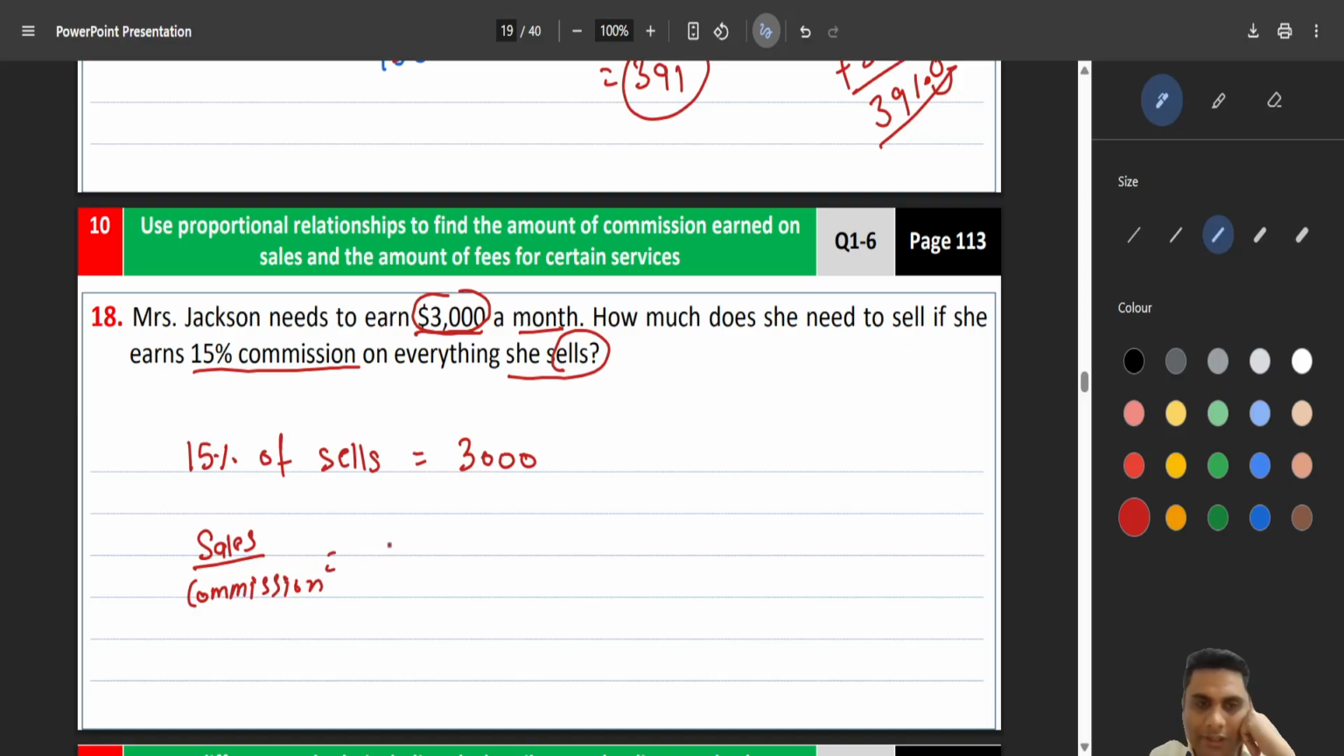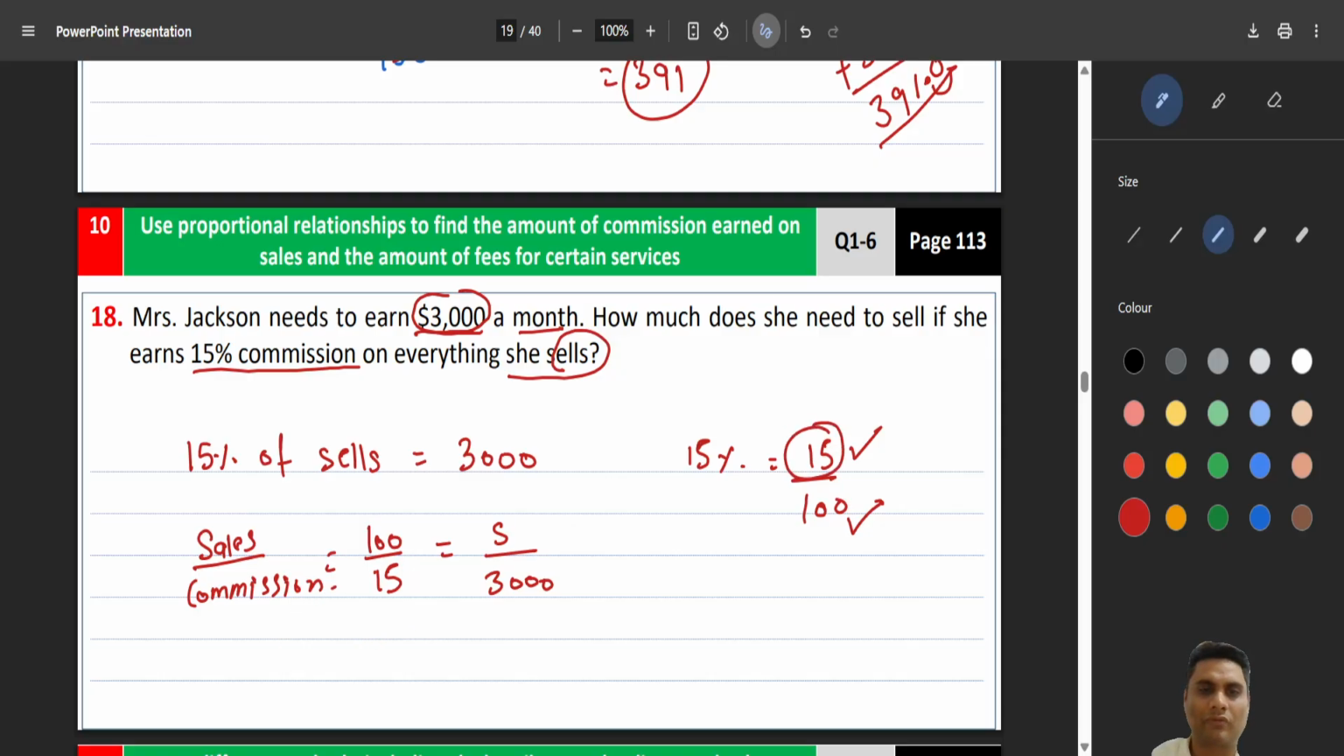Now commission is how much? 15%, right? 15%, that is 15 over 100. In dollars it is given 3,000, and we have to find this sale price. Why did I write this here? Let me explain. 15% means 15 over 100, right? It means if I sell something of $100, I will get $15 commission, right? So I put the $15 commission here in front of commission and the $100 sales in front of sales, like this. Now we have to find this sales.